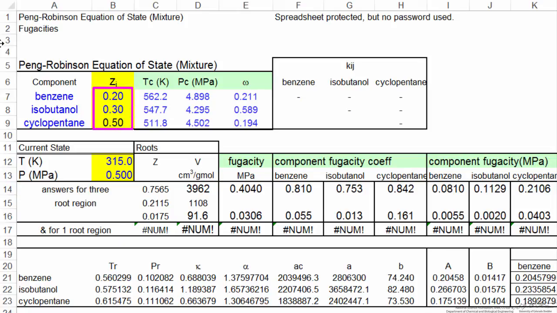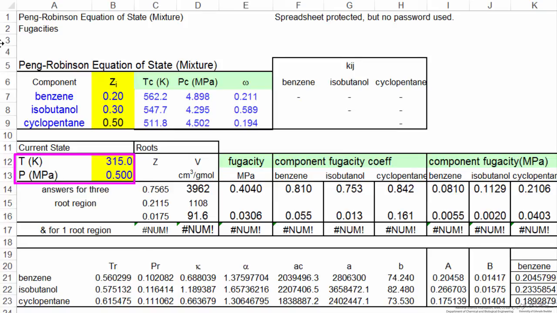So in this column, Zi means mole fractions, could be either liquid or vapor. We happen to be looking at a liquid, so we've put in the mole fractions of the three components. And then I copied the critical values for benzene, isobutanol, and cyclopentane. These I obtained from the Peng-Robinson equation of state spreadsheet, also one of the spreadsheets that's available from the Elliott and Lira textbook website.